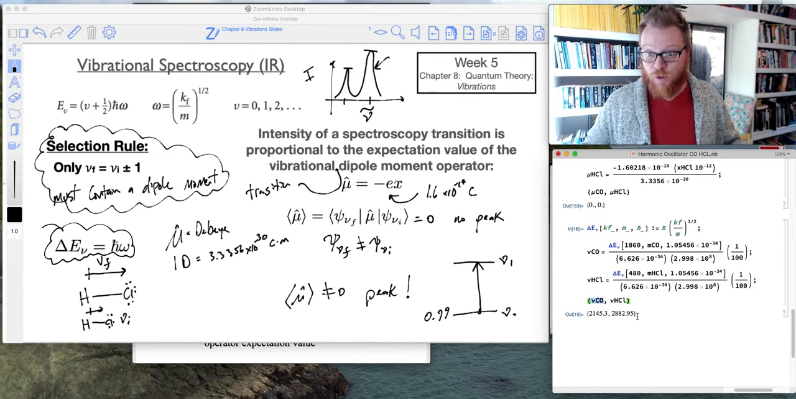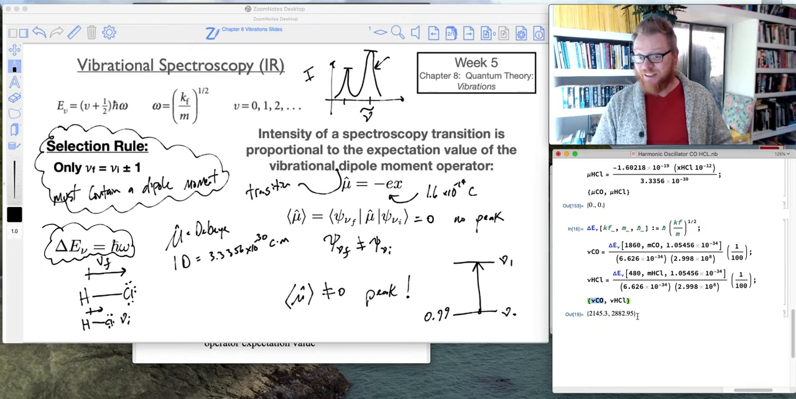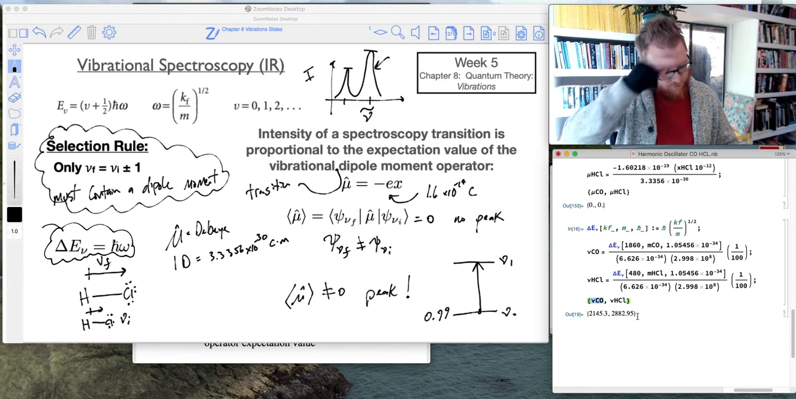So this is very, very cool. This is amazing to me, the stuff that can be predicted here just with this simple harmonic oscillator model. All right.